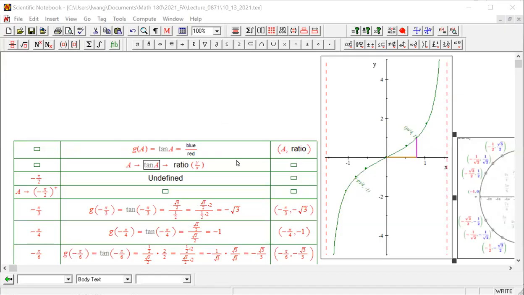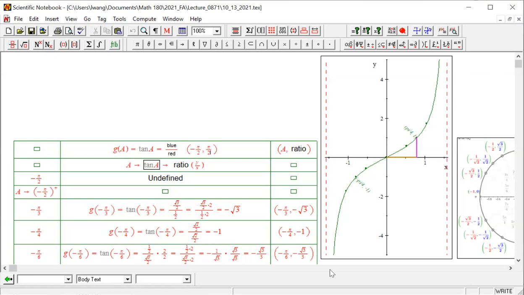So continuing from yesterday, we have made the table for the tangent after truncation. This curve, this function with the constraint, is from negative pi over 2 to pi over 2. So that's the green piece. Everything else was chopped off.